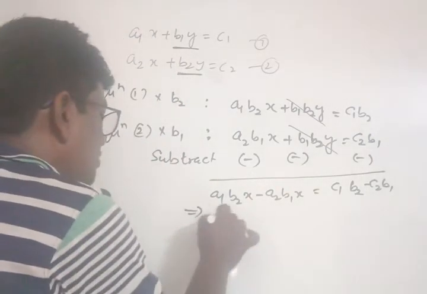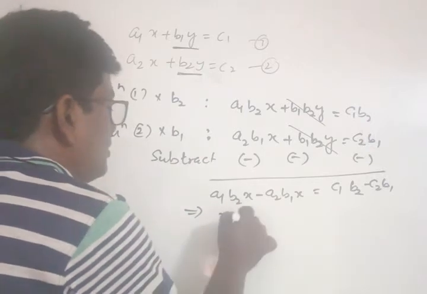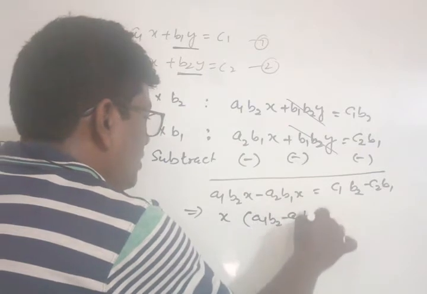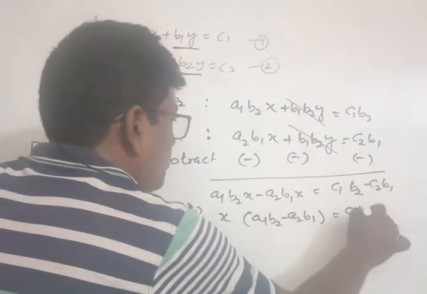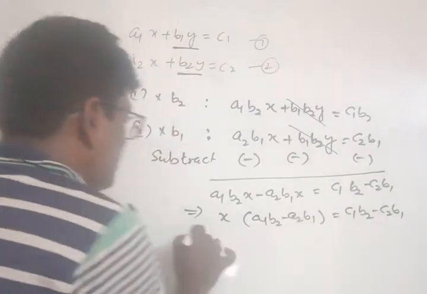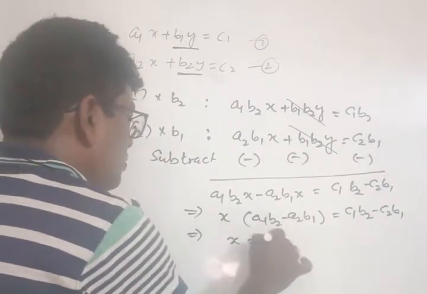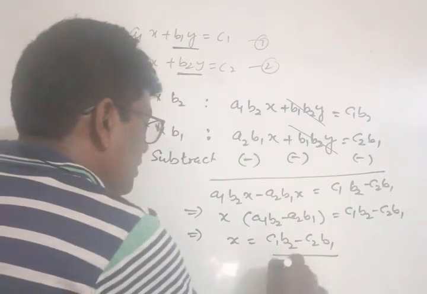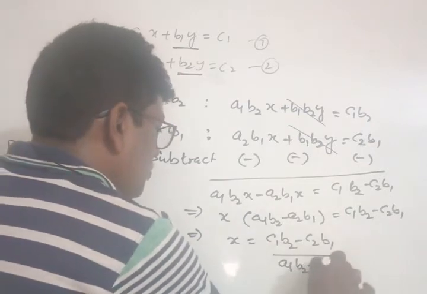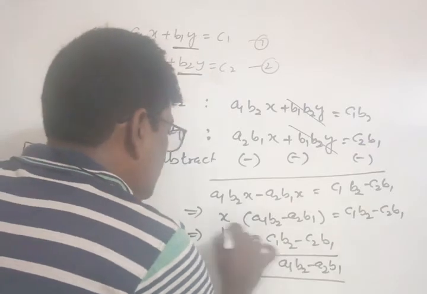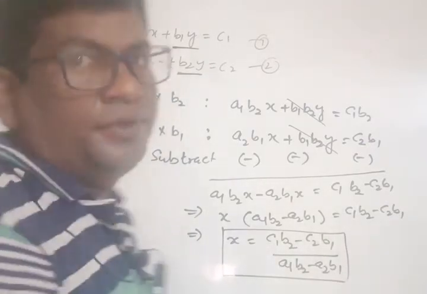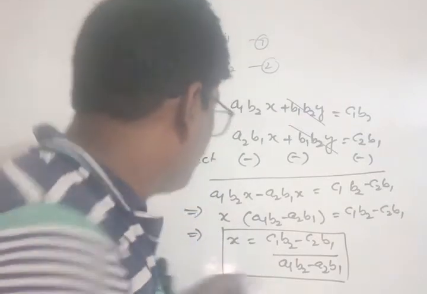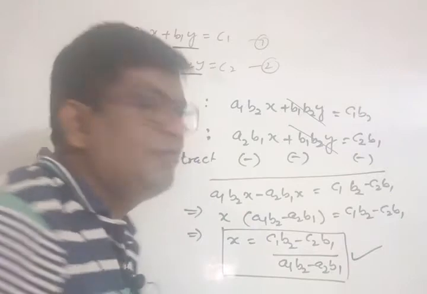So take x common: x times (a1 b2 minus a2 b1) is equal to c1 b2 minus c2 b1. That implies x is equal to (c1 b2 minus c2 b1) divided by (a1 b2 minus a2 b1). This is the value of x. Now to find the value of y.